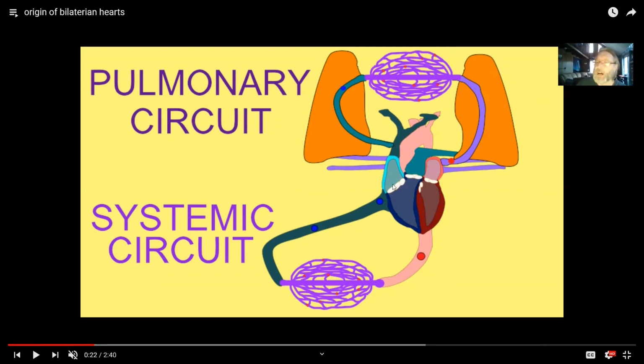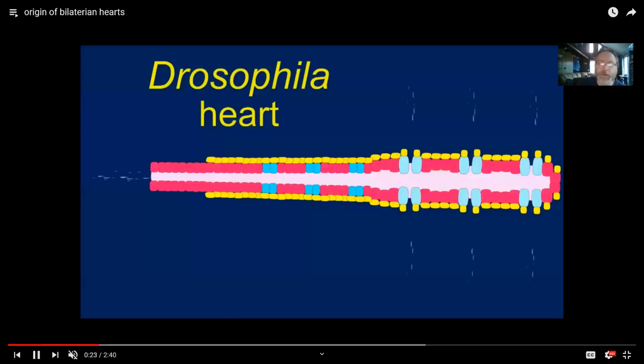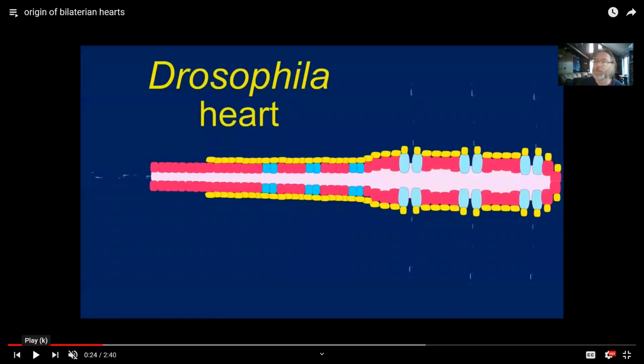So hearts did not begin with separate right and left halves, pumping blood to the lungs and back to get oxygen, or pumping blood to the tissues and back. So where do hearts come from? Well, it's complicated. When we look at hearts, for example, a fruit fly does have blood vessels, and it does have a heart which pumps them.